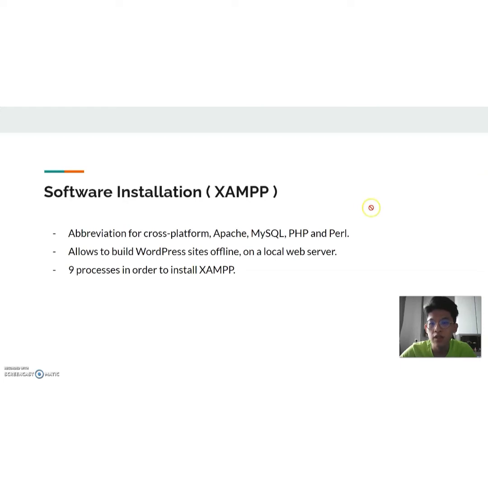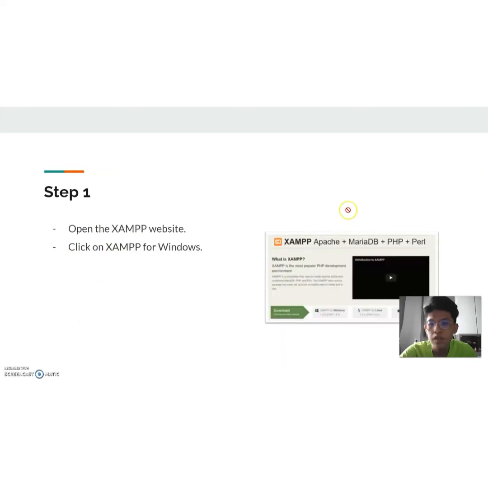For the software installation, the abbreviation stands for cross-platform, Apache, MySQL, PHP, and Perl. It allows you to build WordPress sites offline on a local web server. It includes 9 processes in order to install XAMPP. For step 1, we open the website and then click on XAMPP for Windows, as shown in the diagram.